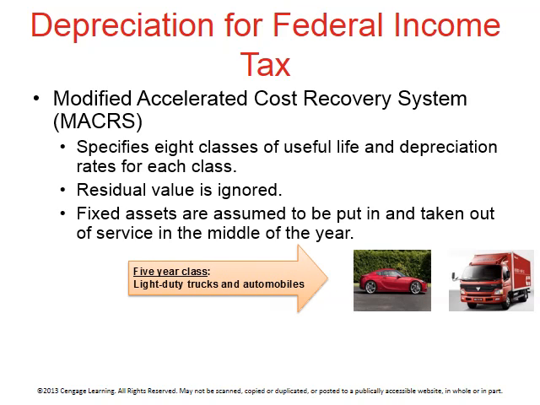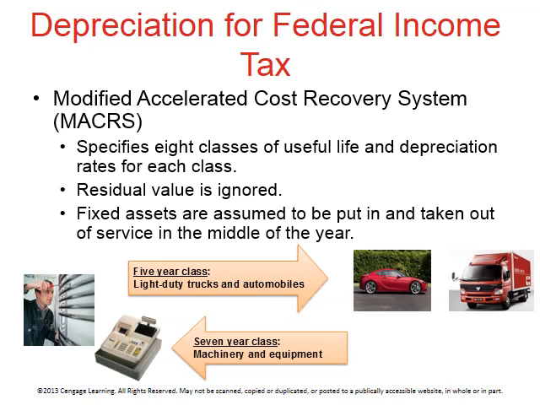So for instance, if you buy an automobile or a light-duty truck, you would go to the MACRS table and you would learn that it's in the 5-year class of useful assets. So under MACRS depreciation, you have to use a 5-year useful life. For instance, if you buy a cash register, well, that would be a 7-year useful life asset. So you'd buy a cash register, go to the MACRS table, and you would learn that it's a 7-year useful life asset.